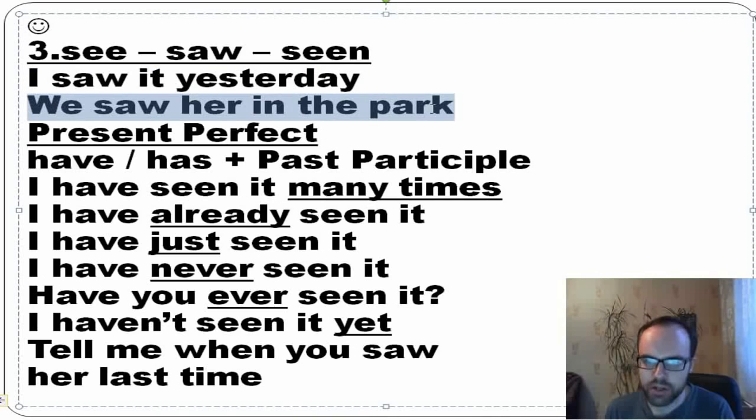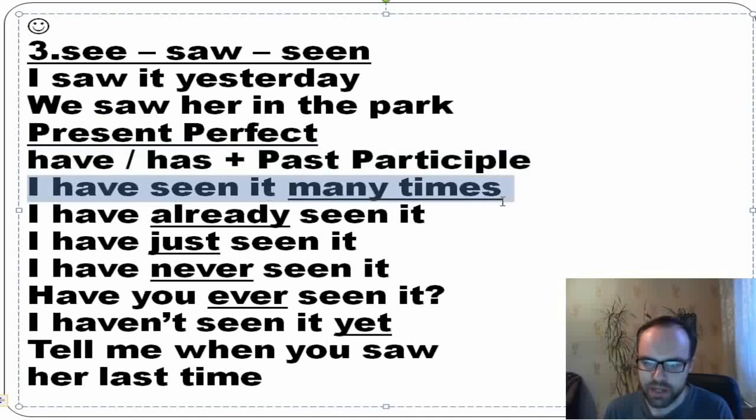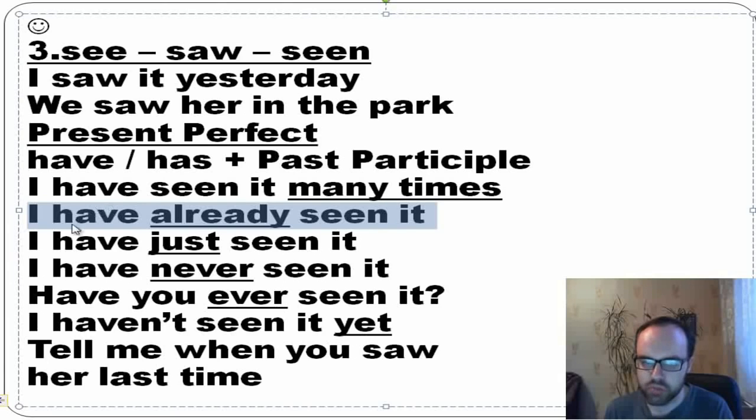We saw her in the park. Present perfect: have, has plus past participle. We talked about it, so you know. I have seen it many times. Okay, you see, many times. I have already seen it. So many times, already, just, never, ever, yet tell us that we need to use present perfect.